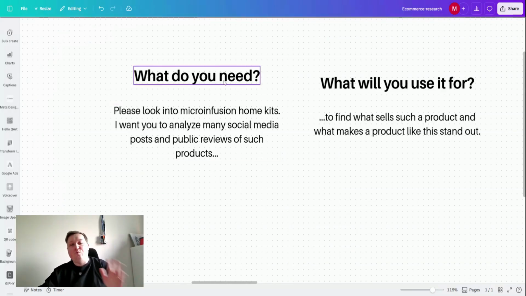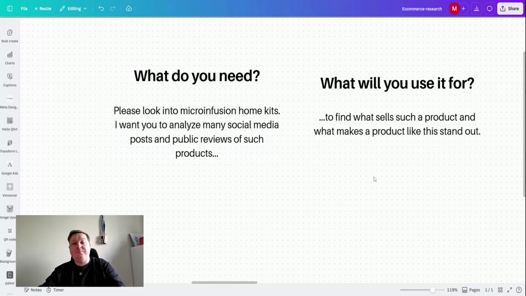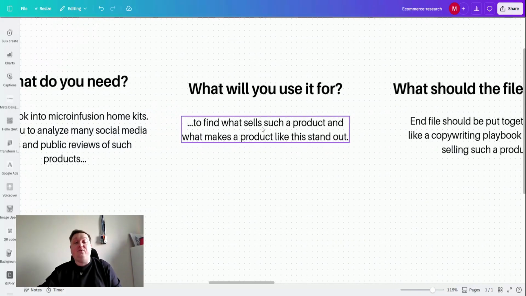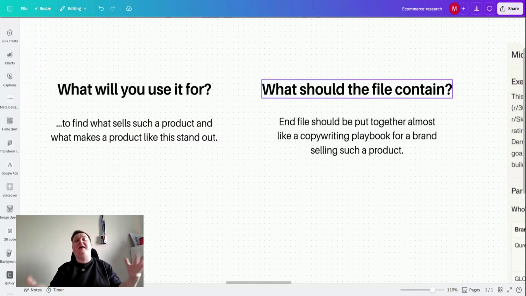The first thing is, what do you need, right? I answer this question. So I say, for example, please look into microinfusion home kits. I want you to analyze many social media posts and public reviews of such products, right? Then what will you use it for? In this case, to find what sells such a product and what makes a product like this stand out. And then, of course, end it with what should the file contain? So this is the file that you get after the research is done. What should you have in there?